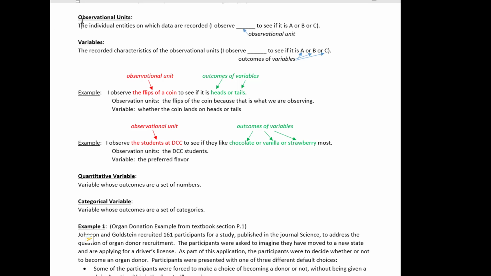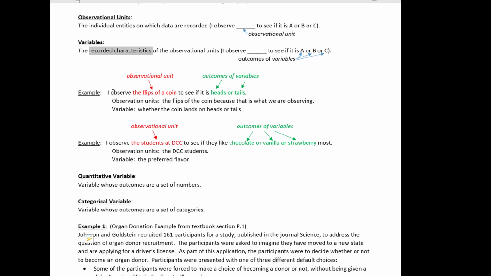The observational units is just what it sounds like. It's the thing you're observing. It might be people. It might be like bags of Skittles. It might be a coin that you're flipping. It is just the individual entity on which data is being recorded. A variable then is the actual thing you're recording about that observational unit. It's the characteristic that you're recording about the observational unit.